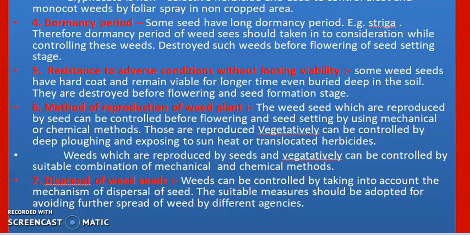So student, these are the principles of weed control method we studied. They are considered before applying any one weed control method in the crop area or before the cropping. So student, in the next video we study different points of weed control method. So here we carefully studied the principles of weed control methods.